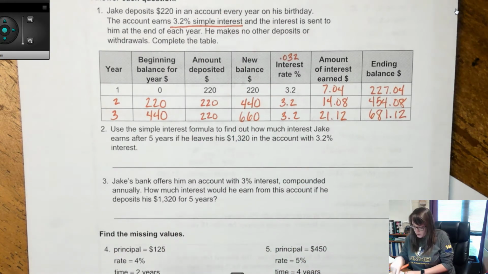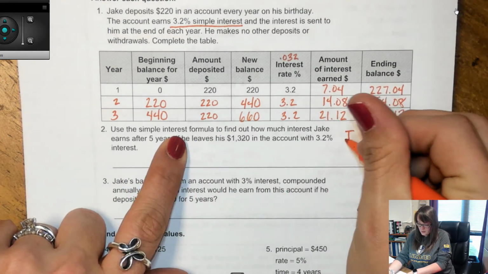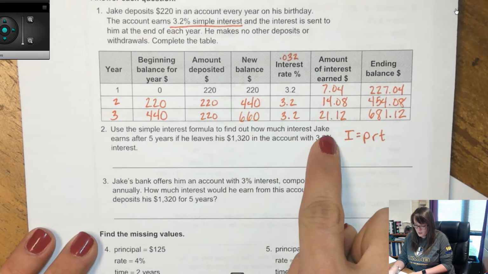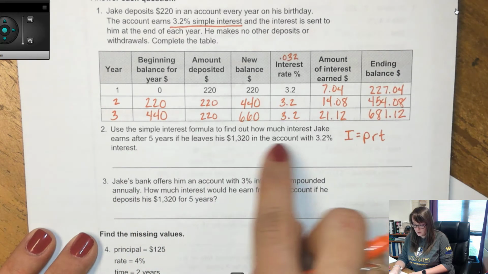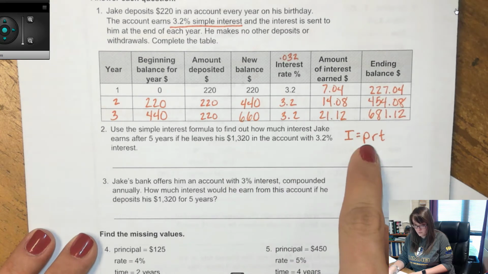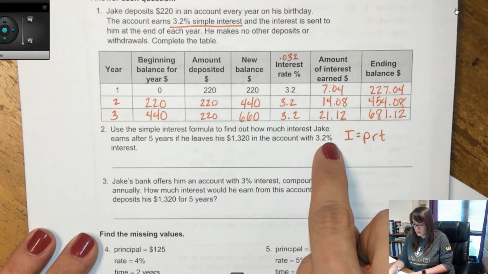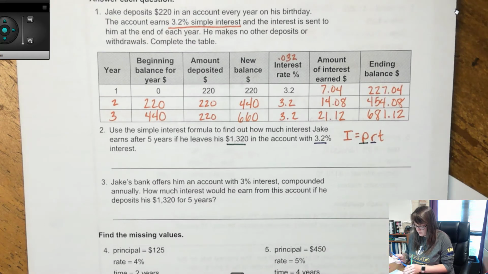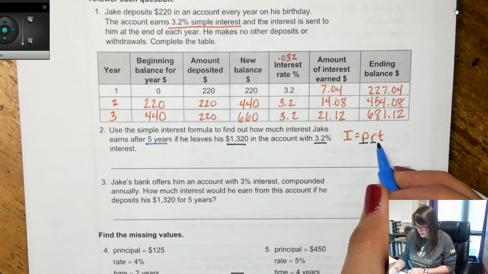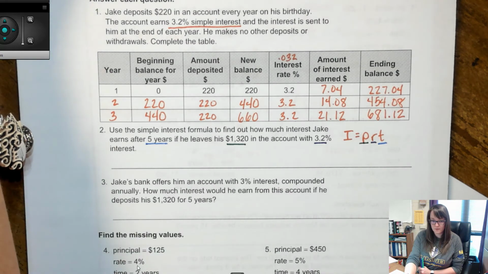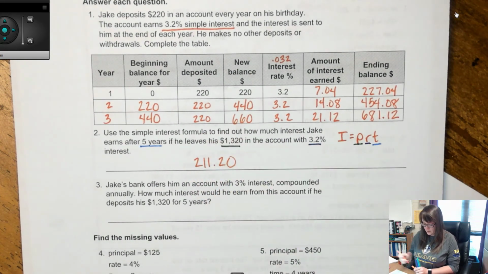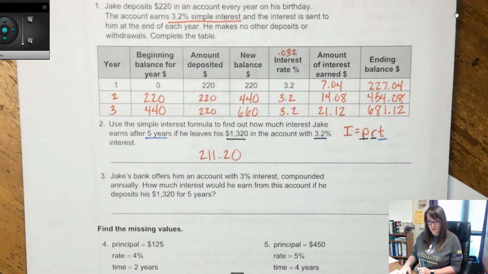All right, next question. Use the simple interest formula, that's I equals PRT, to find out how much interest Jake earns after 5 years, T, if he leaves his 1,320, that's the P, in the account with 3.2% interest, R. So you've got principal, change the rate to a decimal, and then time is 5 years. Figure that out. You should have figured out that this is $211.20. All right, do the rest of it.